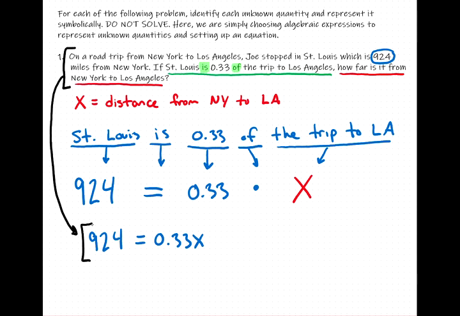Now, another way of thinking that may help, whenever possible, it's not always possible, is drawing a picture. You should draw as simple a diagram as possible. So we have New York, we have St. Louis, and we have LA. And we're given from New York to St. Louis, that is 924. And New York to LA, that is unknown. And so you don't have to draw it out like this. It's just another way of thinking.